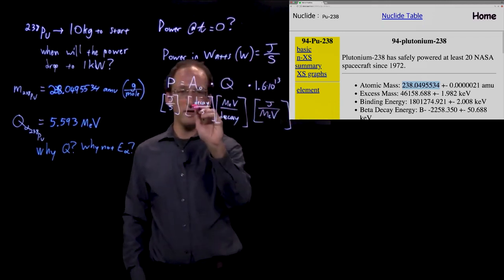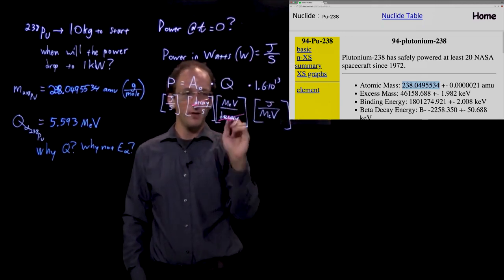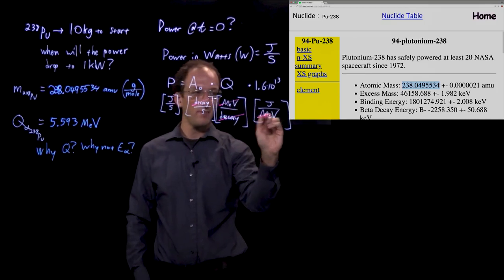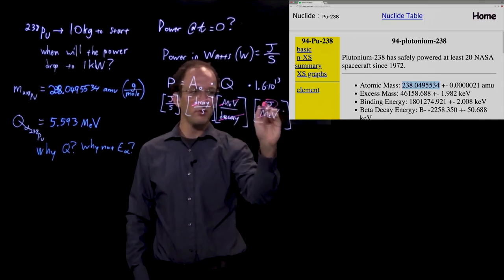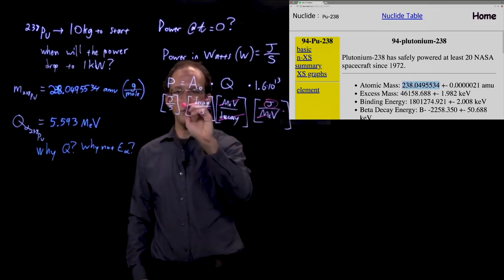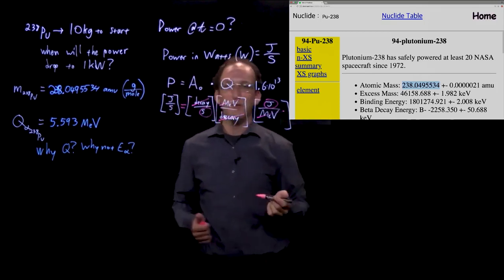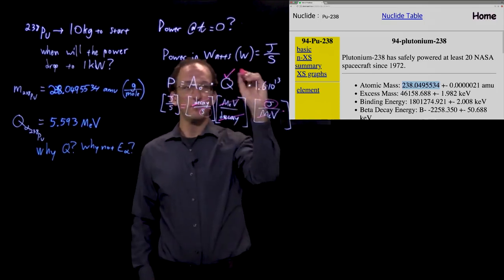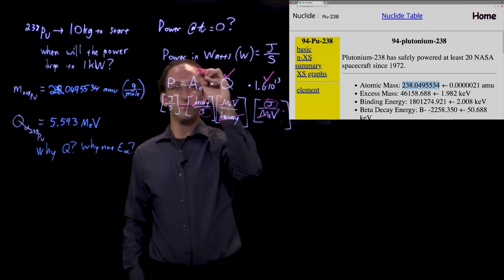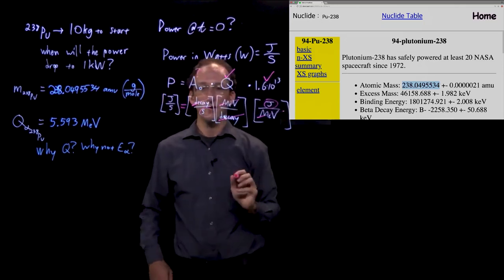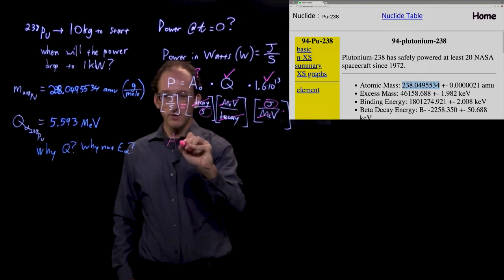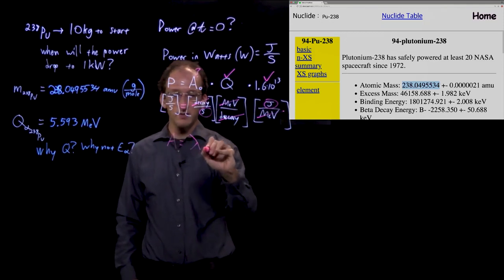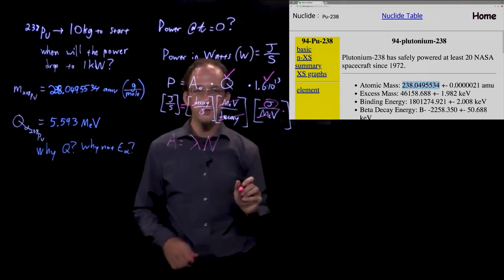Let's do a little bit of unit analysis to make sure that we've got everything correct. We have a decay on the top and a decay on the bottom. We have an MeV on the top and an MeV on the bottom. And we're left with joules per second, just like joules per second. So we've got the right expression for power. We know the Q. We know this number. What's the activity? The radioactivity is defined as the decay constant times the number of atoms there.